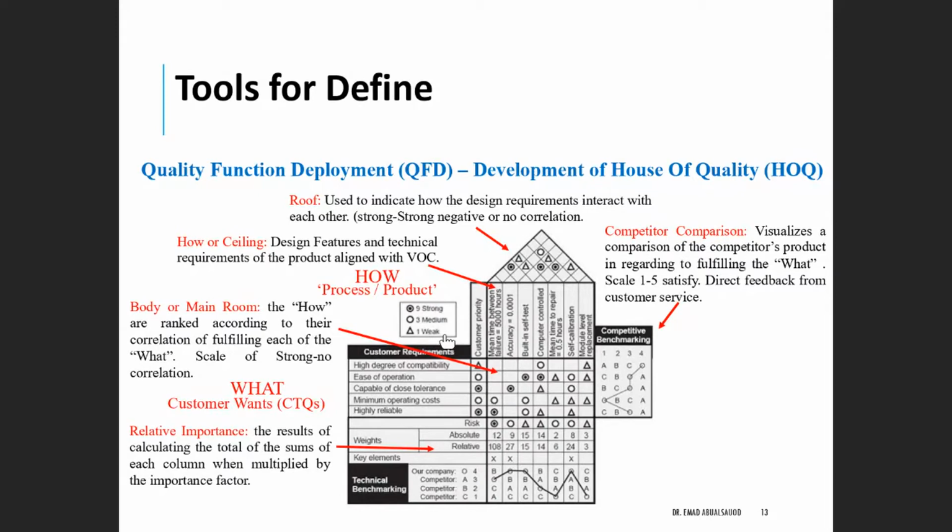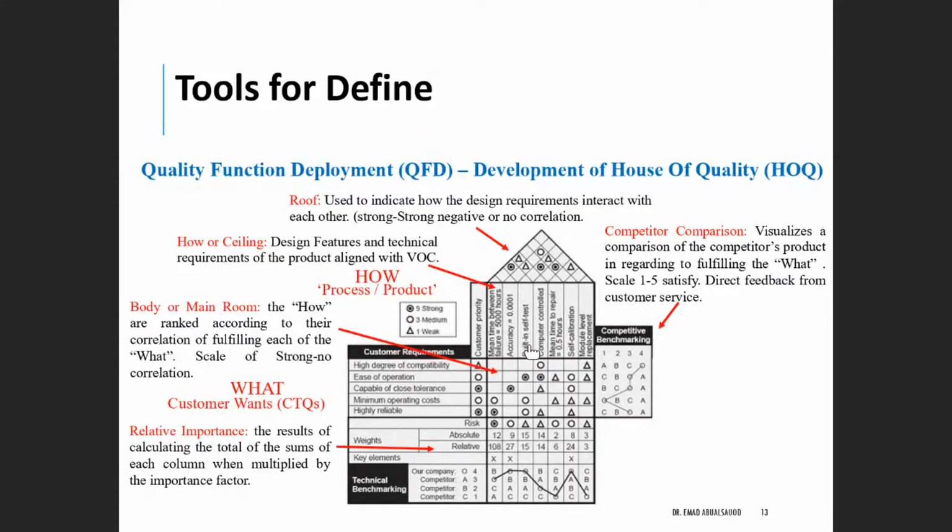Whereas the mean time between failures, that means the average time between failures in a product, is intersecting here with the built-in self-test with a strong relation. That means the mean time to failure has a strong relation with the built-in self-test. These are technical requirements, technical specifications.